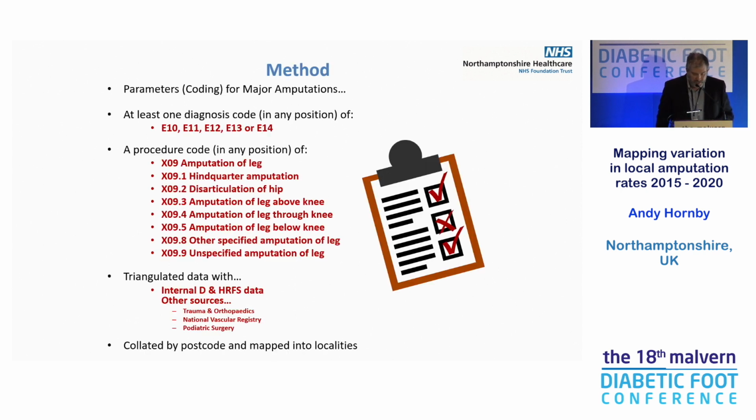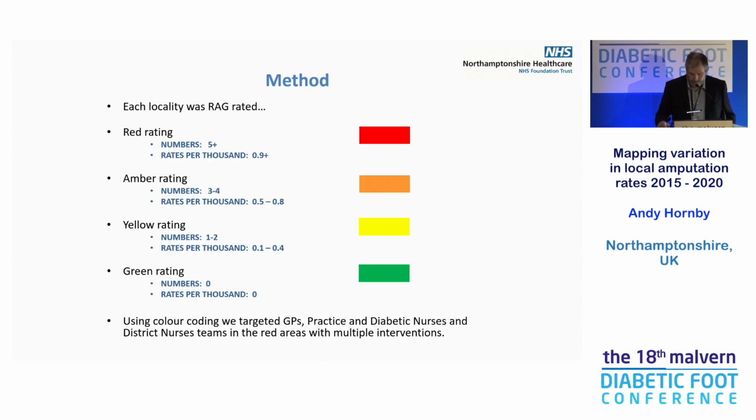The raw amputation data was obtained using coding for major amputations consisting of at least one diagnosis code as per the slide and a procedure code as per the slide. This data was triangulated internally within the service between the specialist foot teams and also using other data provision sources such as trauma and orthopaedics, podiatric surgery and the National Vascular Registry. The triangulated data was then further organised via postcode and mapped into predetermined localities for the county.